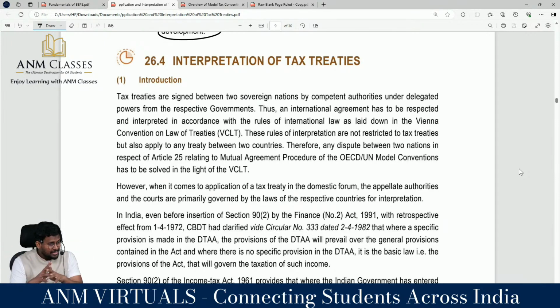But this time, if they keep it at 10 marks, they may go for more than that, I don't know. Even if they ask 10 marks, 10 marks is a very big mark at CA final level, correct? 10 marks. So, introduction of tax treaties.